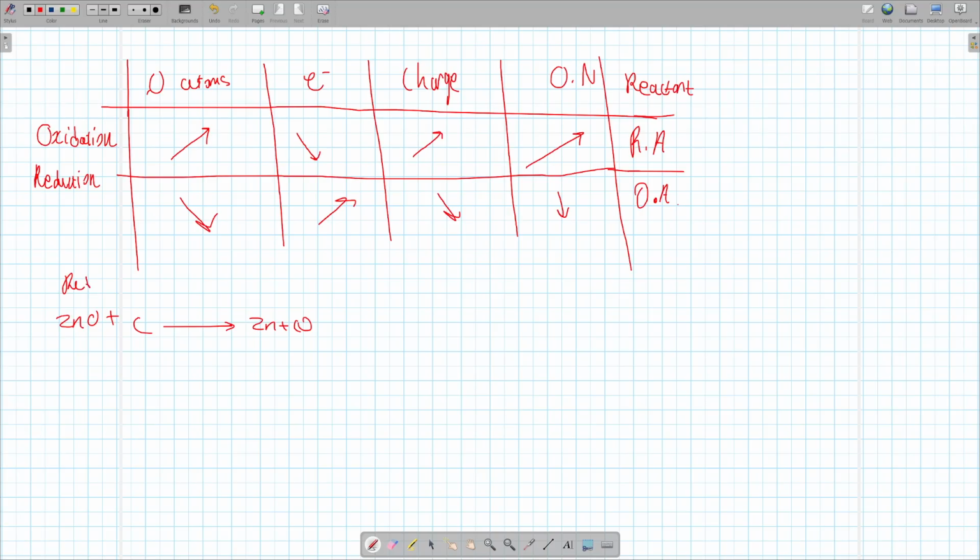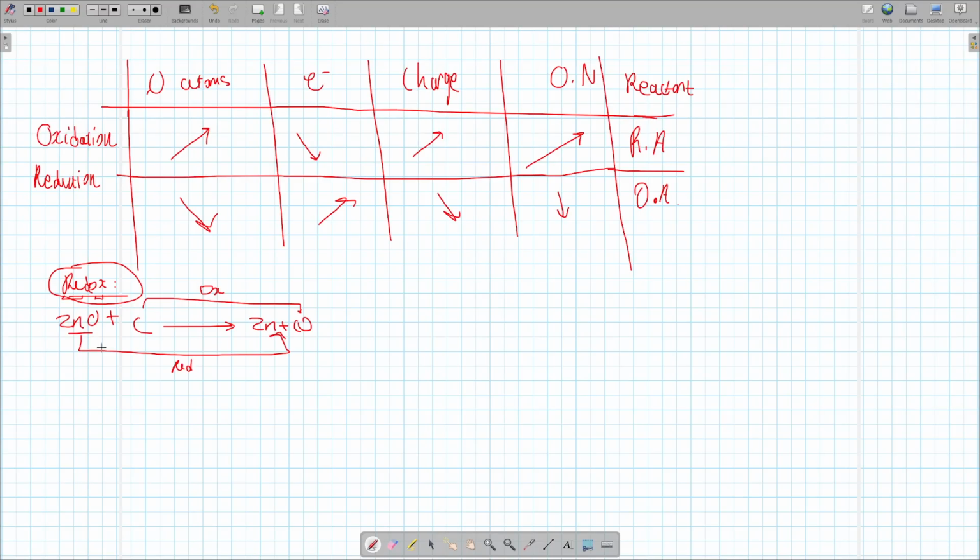This is what we call a redox reaction. It's a mix between reduction and oxidation. Why is this reduction and oxidation? ZnO was reduced to Zn, so this is a reduction reaction. It lost O. C gained O, so this is called oxidation. This is oxidation. This is reduction. So in total, we call this a redox reaction. This is an example of identifying a reduction oxidation reaction from the amount of oxygen atoms.